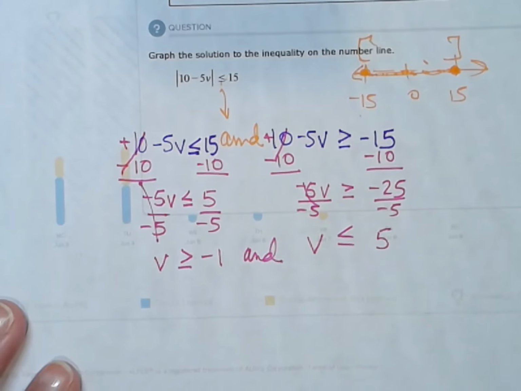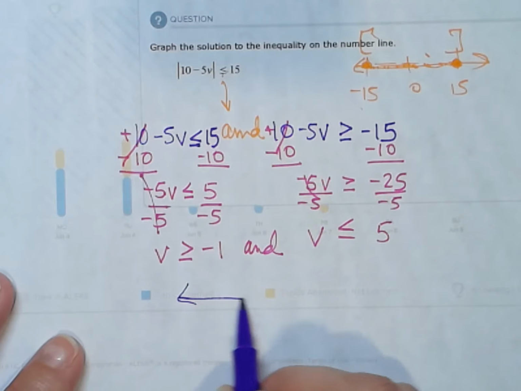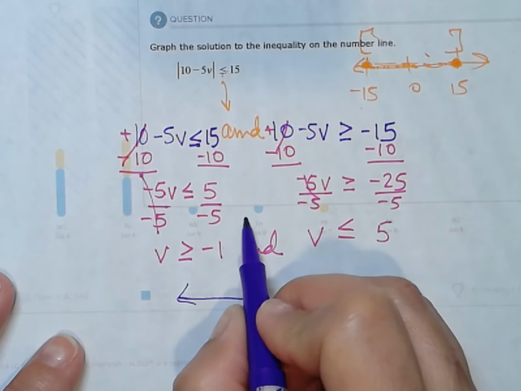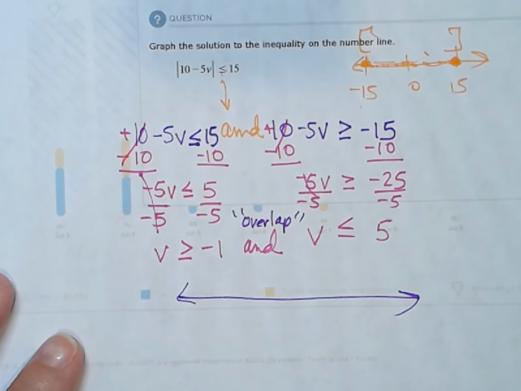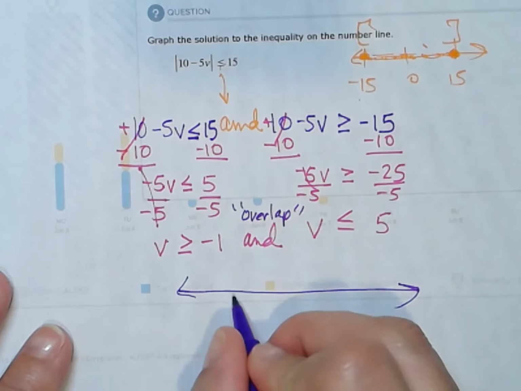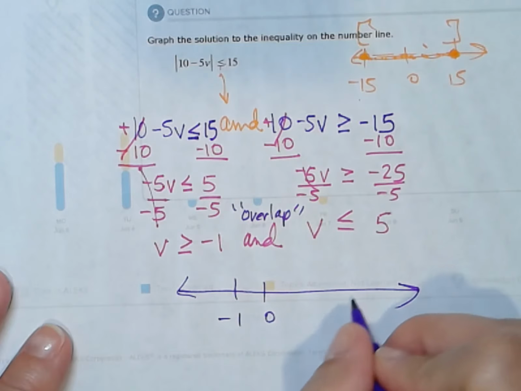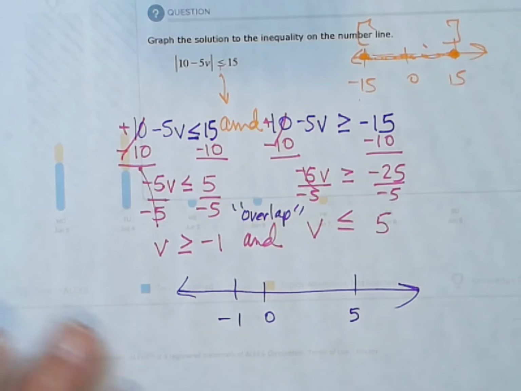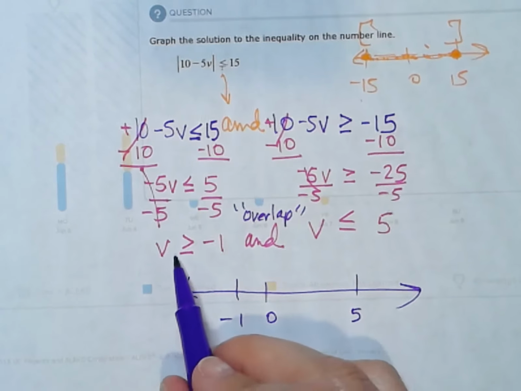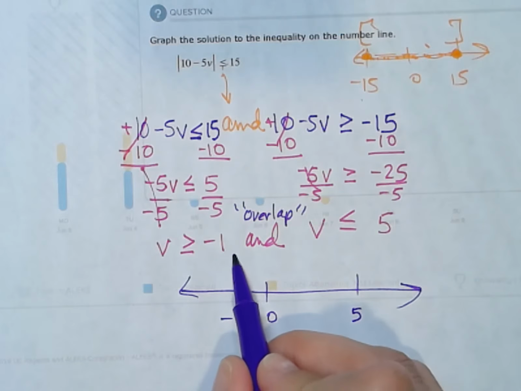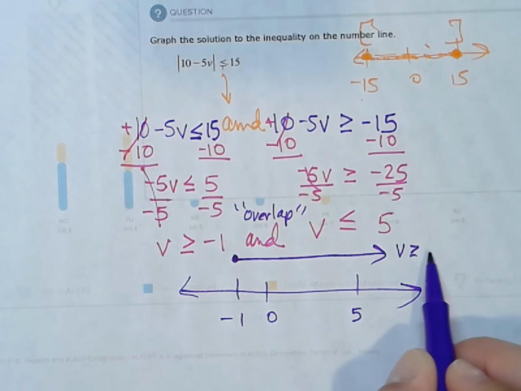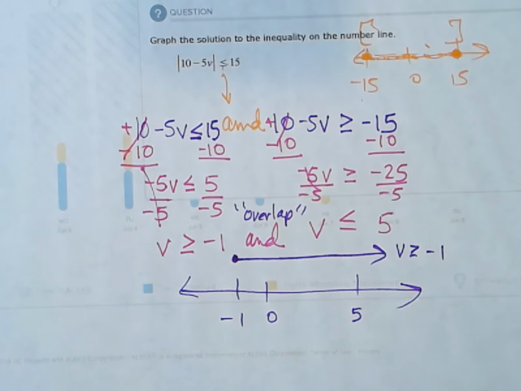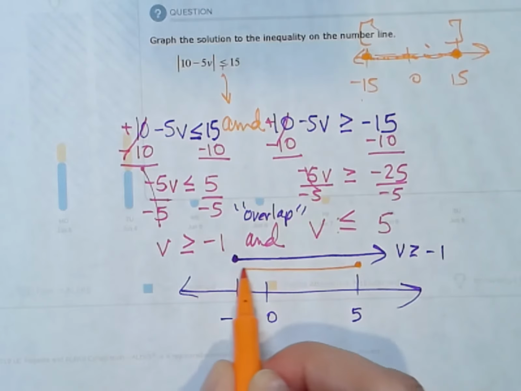Okay, so let's get it graphed. So on my number line, this is an and. Ands, we look for what they have in common. Where do they overlap? So on my number line, I need a negative 1. Here's 0 if that makes you feel good. And here's 5. So I want all the numbers greater than or equal to negative 1. So that's closed circle going this way. And then I want all numbers less than or equal to 5. So that's closed circle going this way.